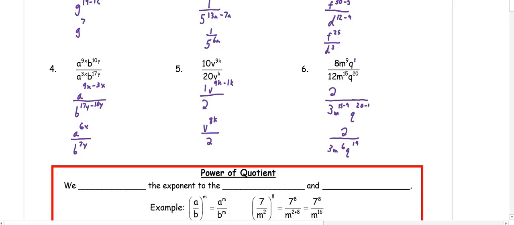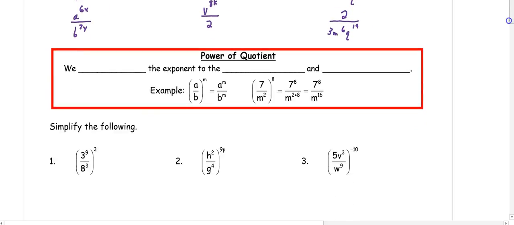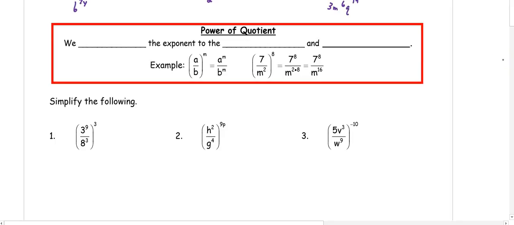The other property we're going to look at is power of a quotient. So with a power of a quotient, we have a fraction, and we multiply the exponent to the numerator and to the denominator. So this is not much different than when we had a power of a product. We're still going to take our exponent, we're going to multiply to both things. So here this is a 7 to the 1st. So I'm going to multiply to the numerator and to the denominator, and then simplify if necessary.